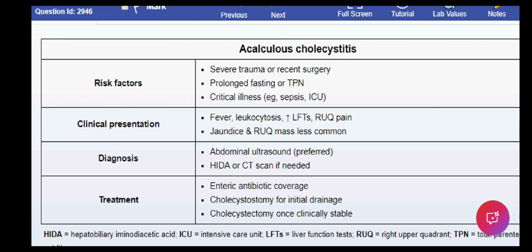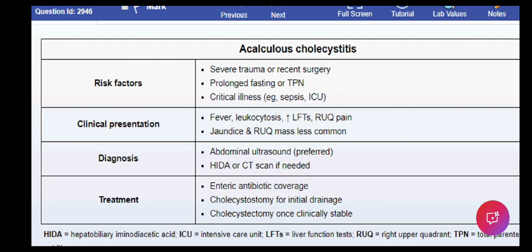What about acalculous cholecystitis? Very important complication in the hospital. The risk factors for acalculous cholecystitis, meaning you see inflammation but no stones, are severe trauma or recent surgery, prolonged fasting, or total parenteral nutrition. It very commonly comes with TPN. So please, when you see a long TPN, look for stress ulcer, look for acalculous cholecystitis, or it could be sepsis or ICU.